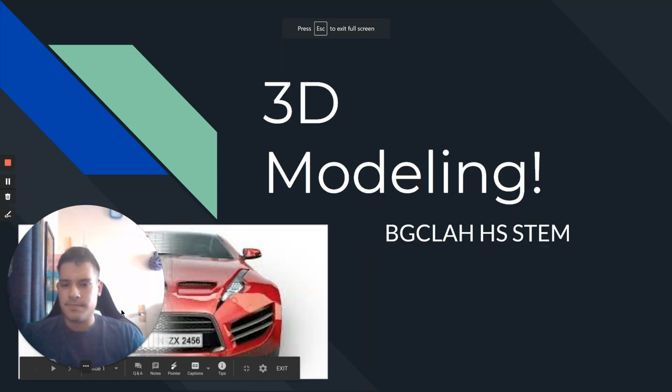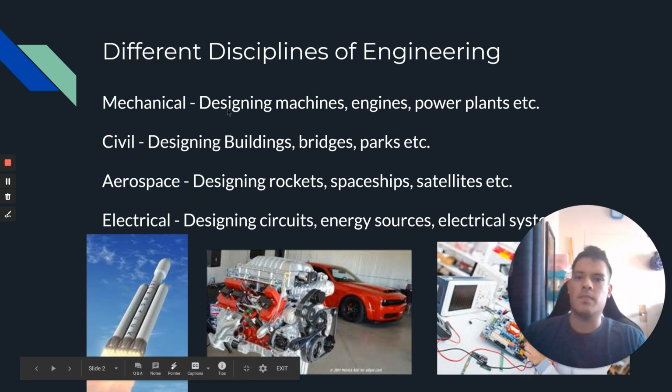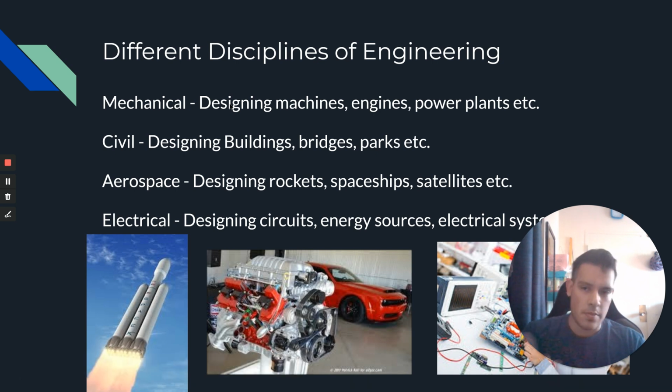Okay. We'll just move on to the second one. So there are different disciplines in engineering in general. For example, the first one I already said is mechanical. It has to do with designing machines, engines, power plants, etc. Civil engineering, that's the most common one that everyone knows about. It's designing buildings, bridges, parks, and so on.